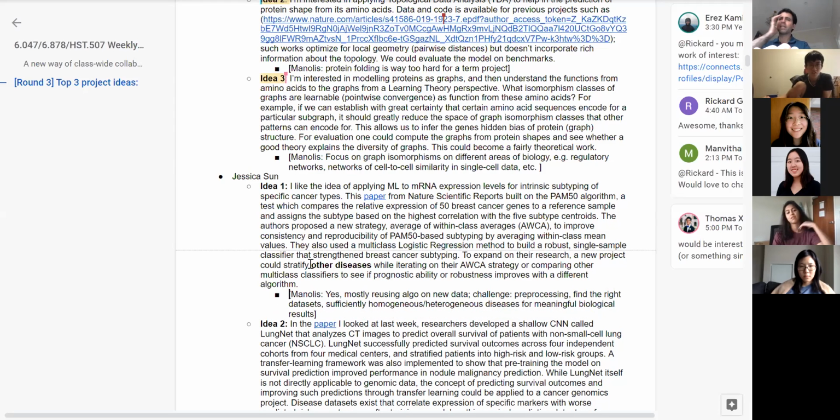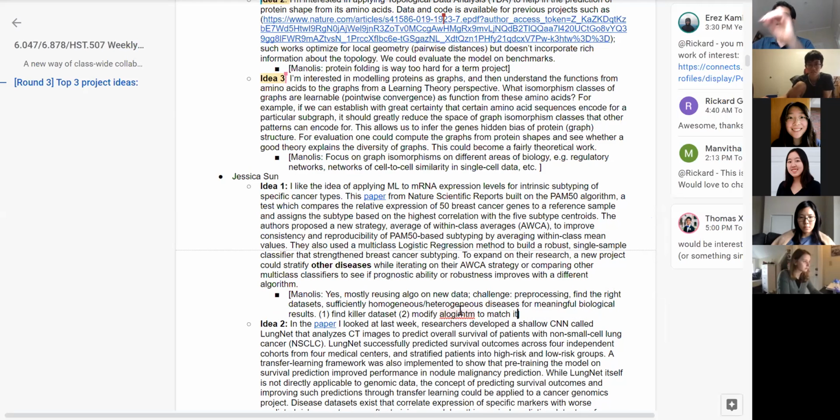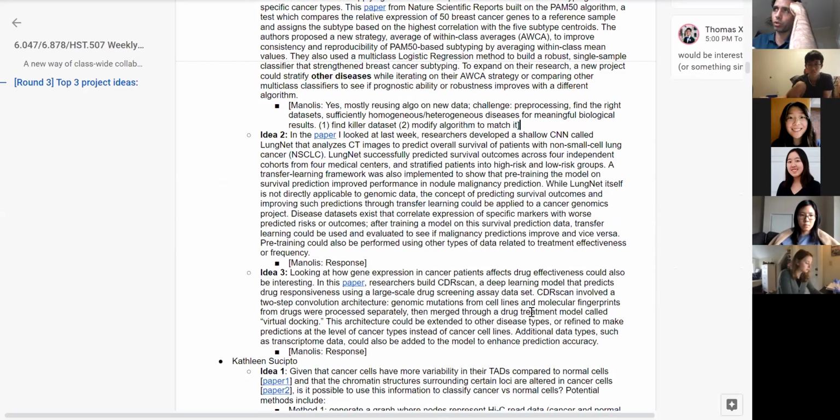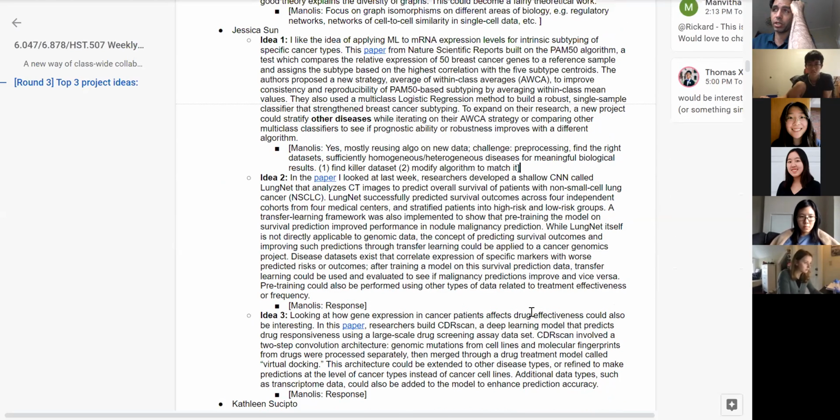So I kind of like it, but I think you need the killer application. Basically, I think it's cool, and my recommendation would be, number one, find a killer data set, and number two, modify the algorithm to match it somehow. So basically, I think your project will greatly strengthen from being able to actually have some new computational novelty as well. Does that make sense, Jessica?